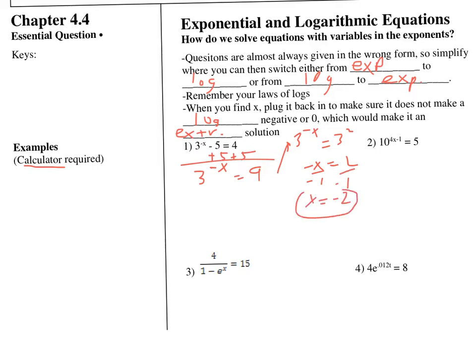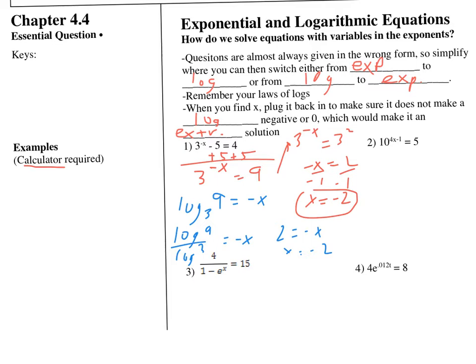So that's one way to do it. Alternatively, if you really wanted to use logs, you could switch this now into log form, which would be log base 3 of 9 equals negative x. You could then use the change of base formula that we learned last lesson. Log 9 over log 3 equals negative x. And then if you type that in your calculator, it would say 2 equals negative x, so then x equals negative 2 again. So however you wanted to do that one, that's fine.